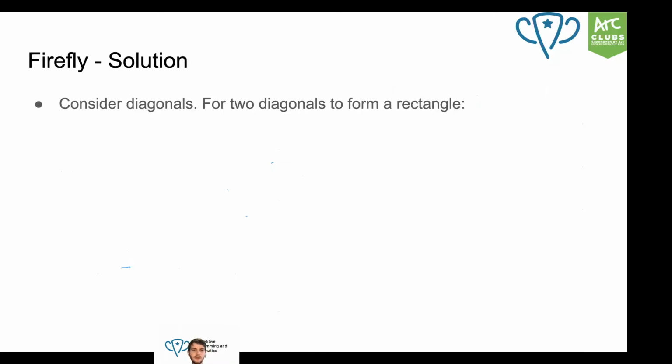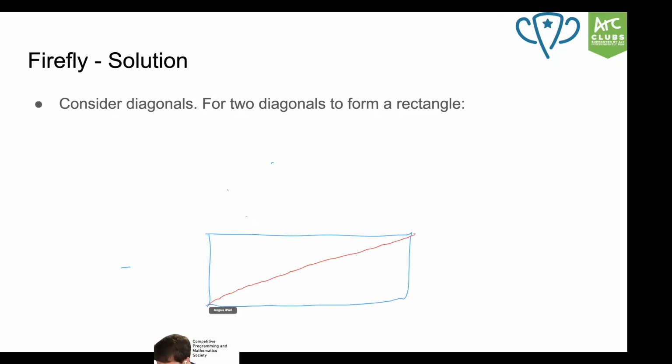So to form a rectangle, you can consider diagonals. So you have a rectangle, you have these two diagonals. And if you look at a rectangle, what properties do these diagonals have? Well, the first obvious one, I think, is that they're the same length. Oh, I spoiled the second point. The first point is to have the same length.